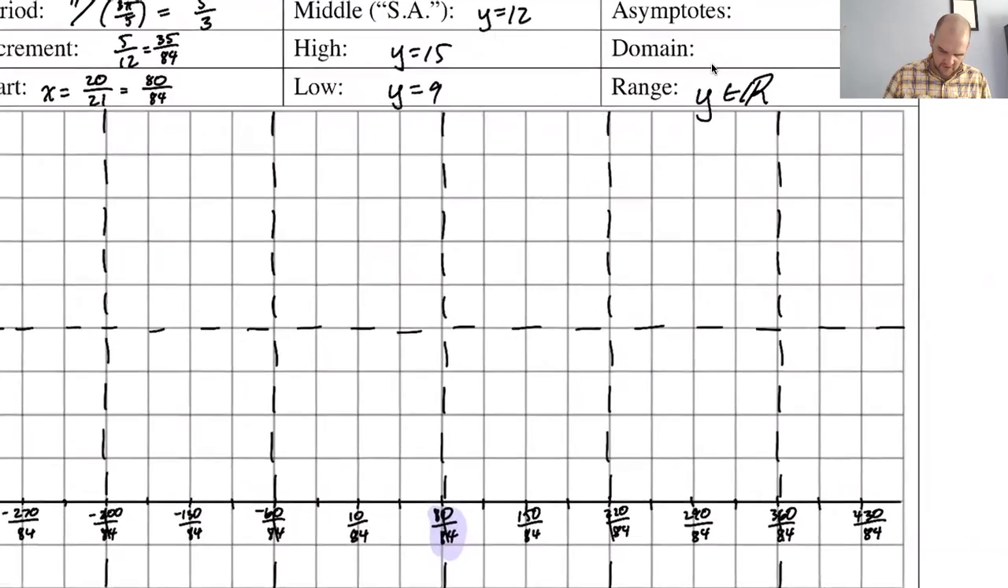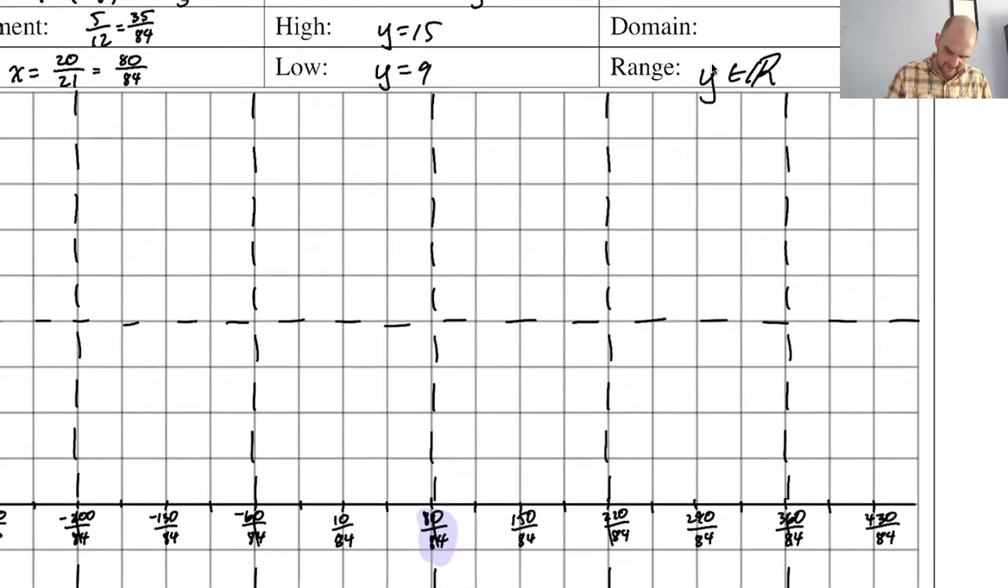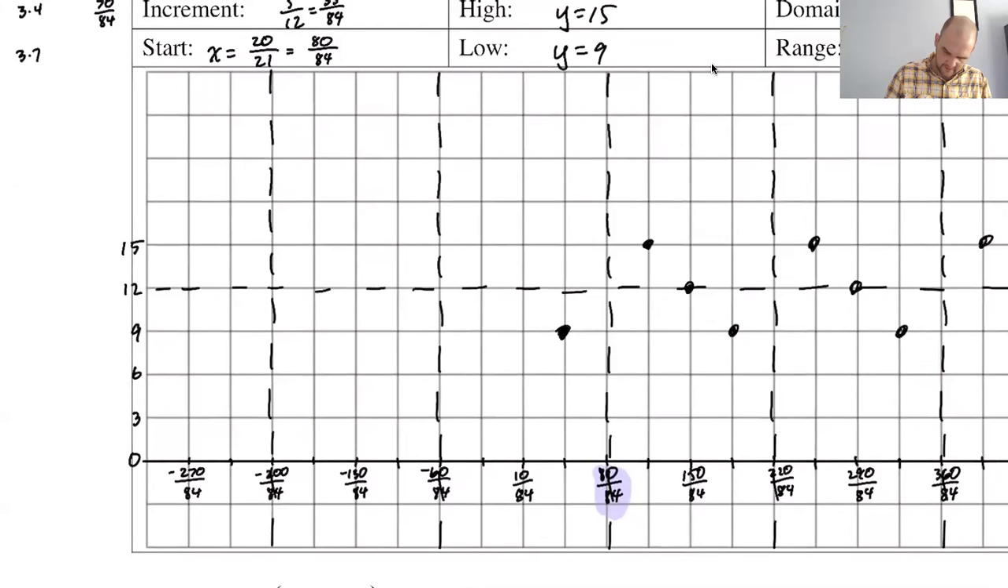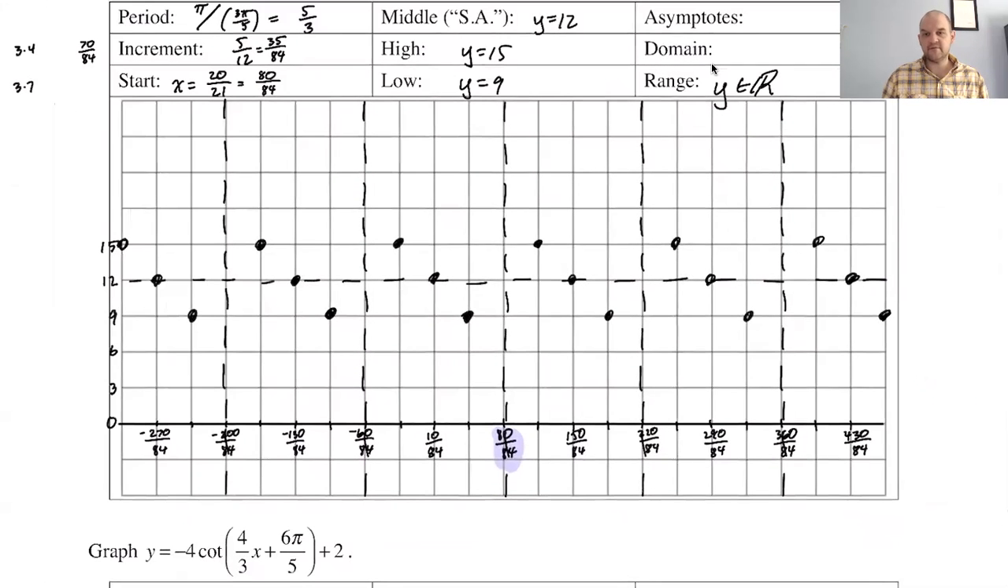Okay, so it's asymptote. Then you go over one, you're at high, middle, low, asymptote, high, middle, low, asymptote, high, middle, low, asymptote. Then we go the other way, low, middle, high, asymptote. This is because we're going backwards. High, asymptote, low, middle, high. Good grief. All right, now we got to try to draw our curve.